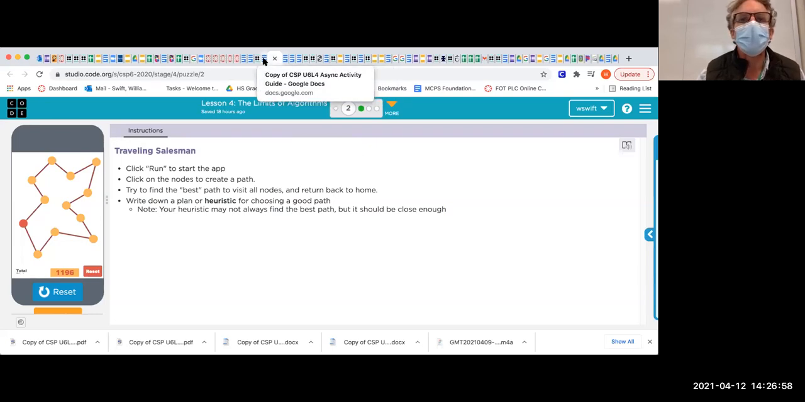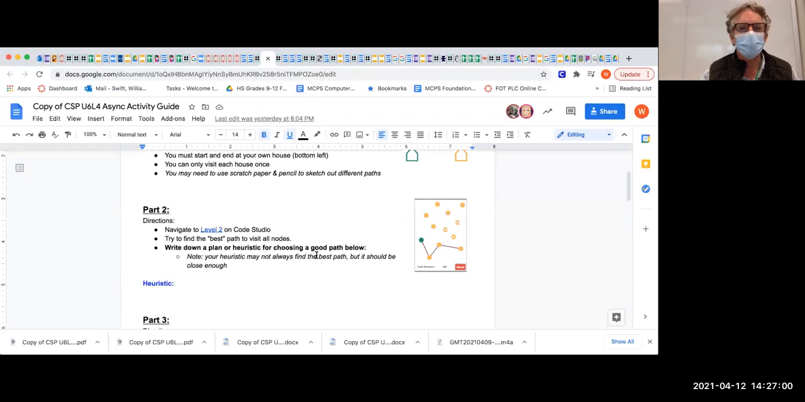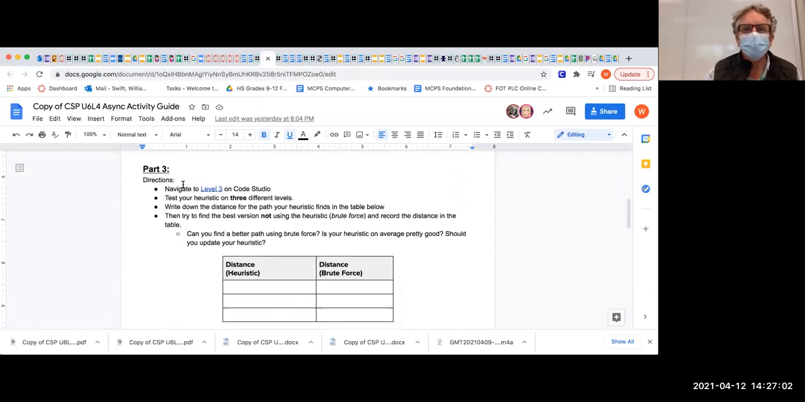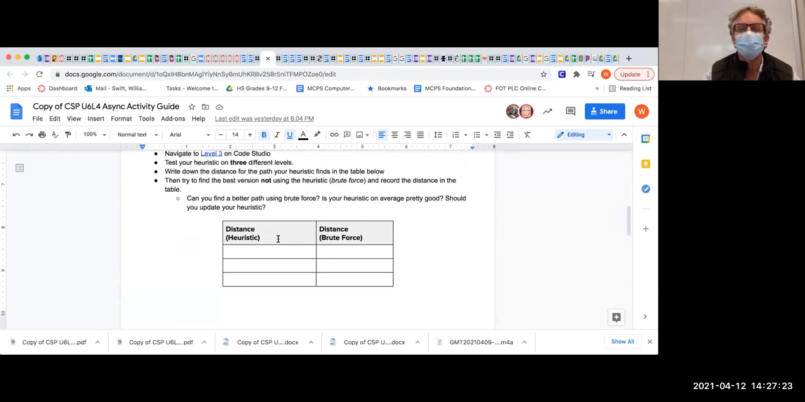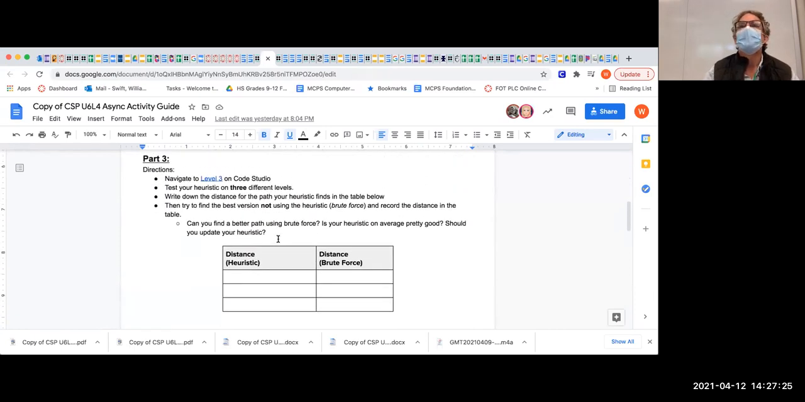All right, so if we go back into our worksheet, navigate to level 3 on Code Studio, test your heuristic on 3 different levels. Write down the distances for the path your heuristic finds in the table below. Then try and find the best version not using a heuristic. That is called brute force. Record the distance in the table. Can you find a better path using brute force? Was anyone able to do this?